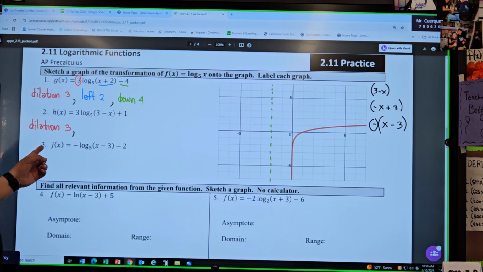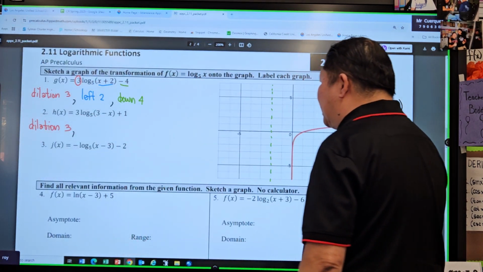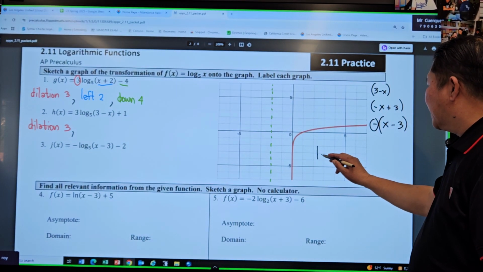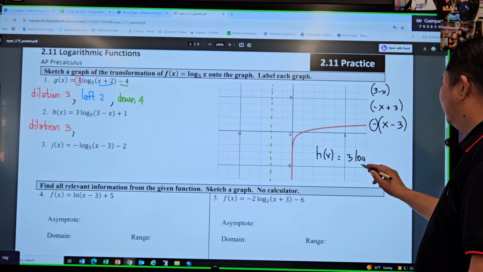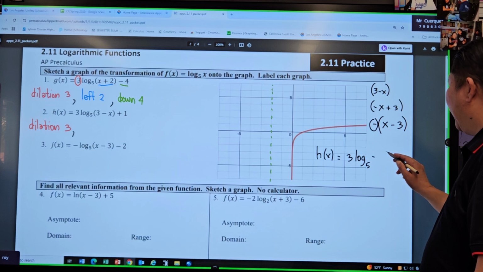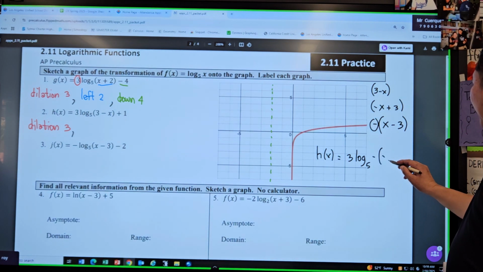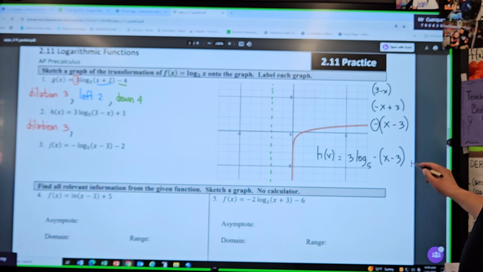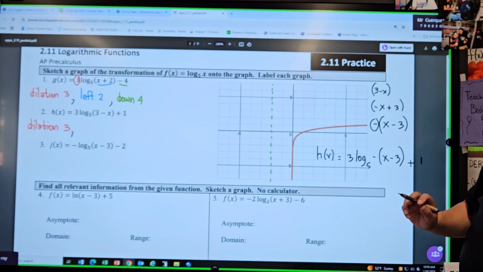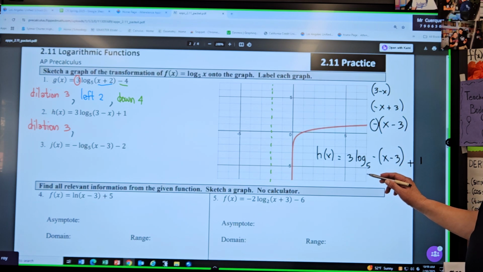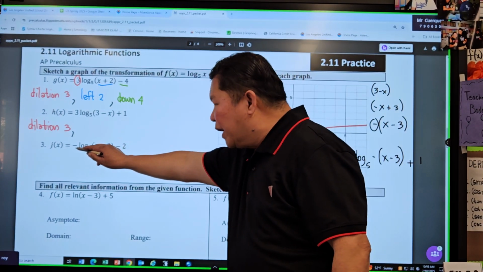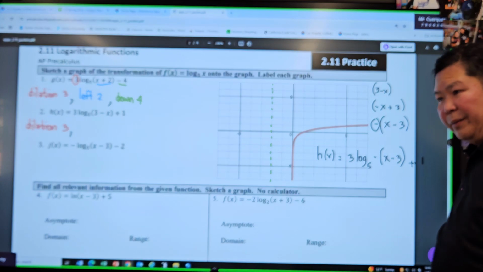But if I'm going to rewrite number 2, we have h of x is equal to 3 log of base 5, and then negative, and then x minus 3 plus 1. The minus is right here, so this is horizontal reflection, while this one is vertical reflection. Do you get me, guys?